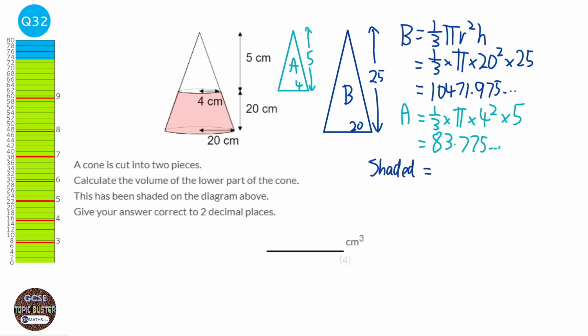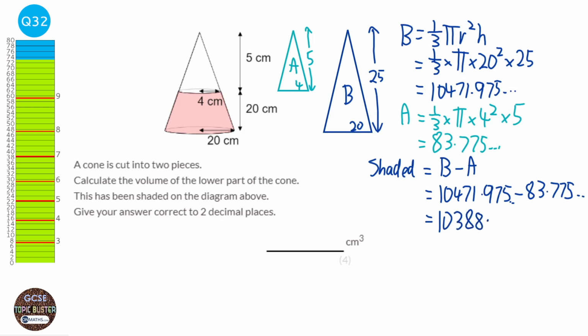So to work out the shaded bit, we're just going to do the volume for B, take away the volume for A. So it's going to be 10,471.975, take away 83.775. And all those I'm going to keep in the calculator to keep the accuracy. And that gives us 10,388.199, blah, blah, blah.